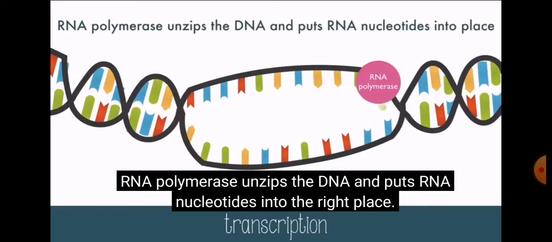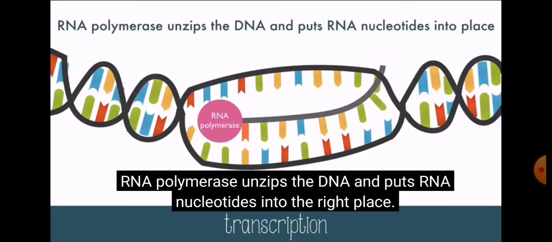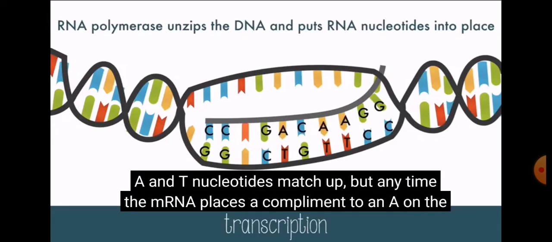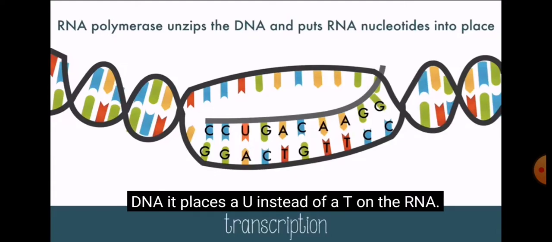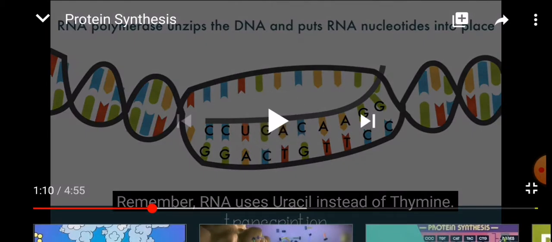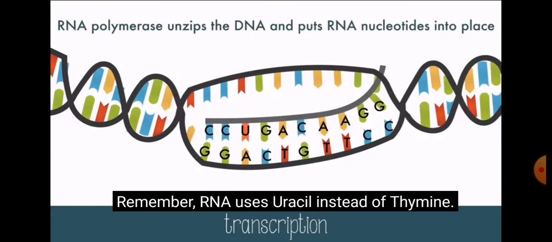RNA polymerase unzips the DNA and puts RNA nucleotides into the right place. C and G nucleotides match up, A and T nucleotides match up, but anytime the RNA places a complement to an A on the DNA, it places a U instead of a T in the RNA. Remember, you can see here, guanine pairs with cytosine, but adenine will always pair with uracil because it is an mRNA strand.